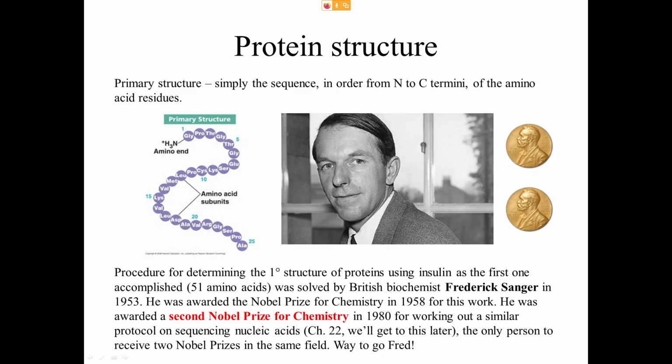For example, here, it's a glycine, then a proline, then a threonine, then a glycine, and so forth down the line. I don't just give you a recipe. I give you what order they're in. That's called primary structure. And what holds primary structure together is simply the peptide bonds or the amide bonds in the backbone. That's it.